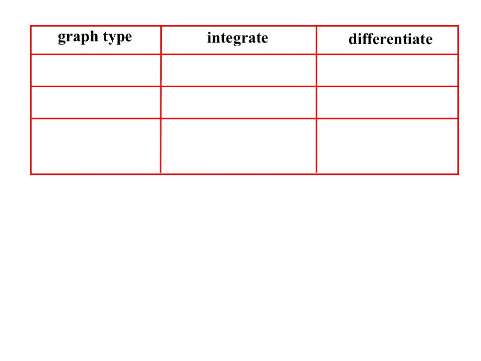Now, what about the type of graph? If the graph is a horizontal line, what happens when we integrate it? We will get an oblique line. So a horizontal line would just simply be y equals some constant. Integrate a constant, you get a constant times x. So now the line's going to be at an angle. If I differentiate it, it's going to be the x-axis, because differentiate a constant, you get 0.